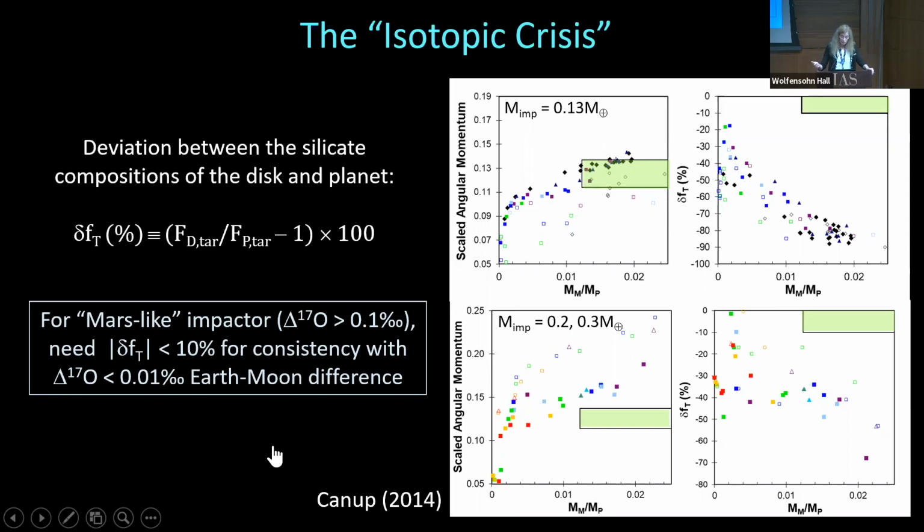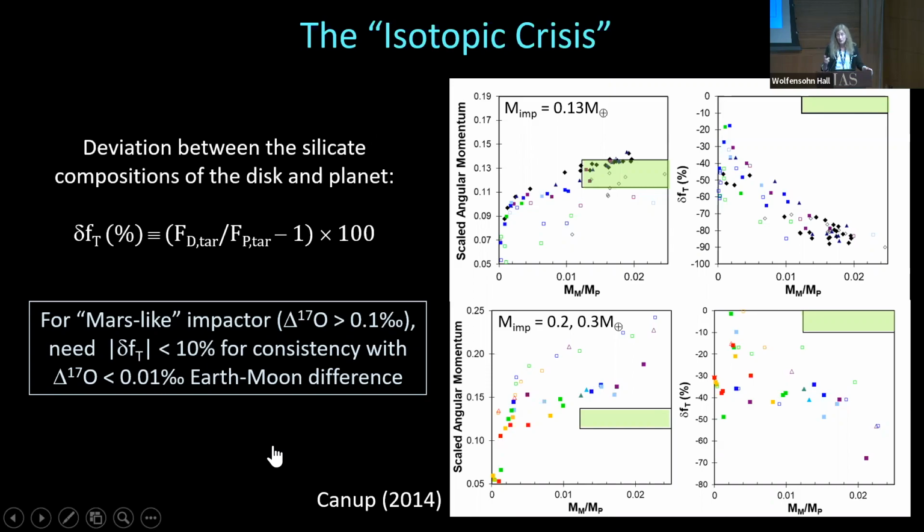So for the plots on the right, the upper row shows a bunch of impacts with that same impactor size that we saw in the simulations. On the left is the final system angular momentum and the predicted mass of the moon based on the properties of the disk. And if you want to match the mass of the moon and the angular momentum, you want to be inside the green box. And those are the canonical impacts that match that really well.